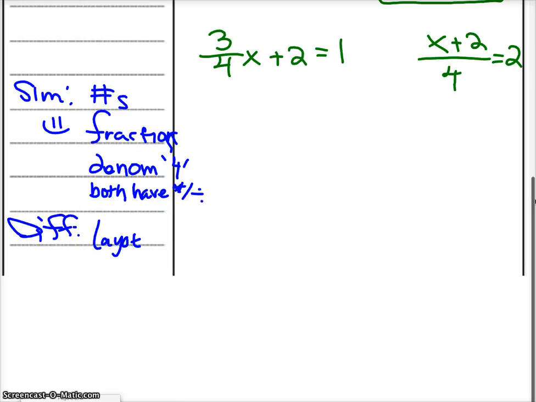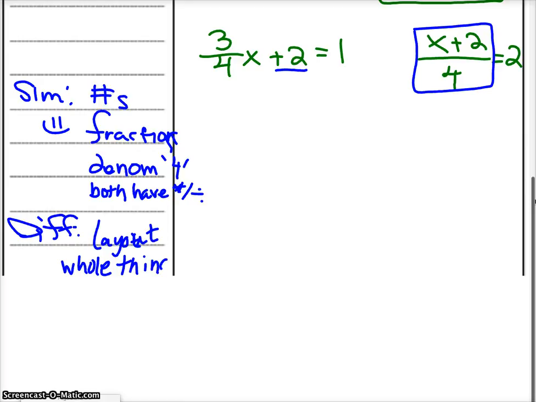So one has everything as the fraction, right? See how this whole thing is a fraction. Here, I only have one part as the fraction. And that's when you solve it differently. That's when you need to solve things differently. So, oh, I spelled this wrong. Layout. You either have the whole thing as a fraction, or you have one part a fraction.